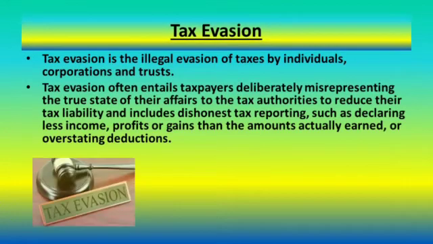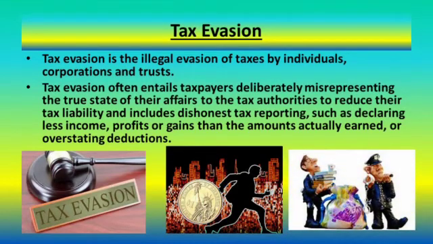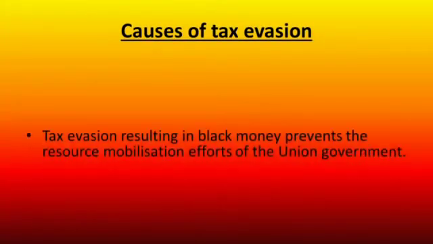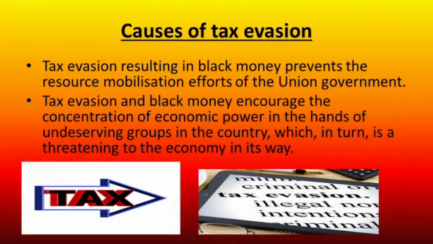Next we will move to tax evasion. Here the evasion refers to avoiding. Tax evasion is one of the illegal activities, that is avoiding the taxes by the individual, corporation and trust. Some of the tax evasion activities are underreporting income, inflating deductions or expenses, hiding money, hiding interest in offshore accounts.